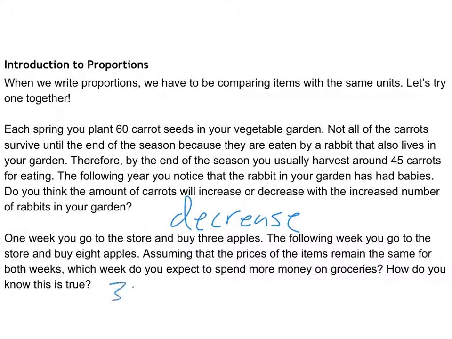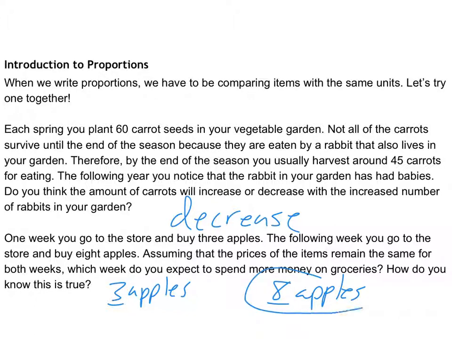So we're buying 3 apples one week and 8 apples the next. Assuming that they cost the same both weeks, if you spend the same amount on 3 of them as opposed to 8, you are going to spend more on that second week when you buy 8, because you're buying 5 more apples, so the price is going to go up by whatever the apple costs times 5.